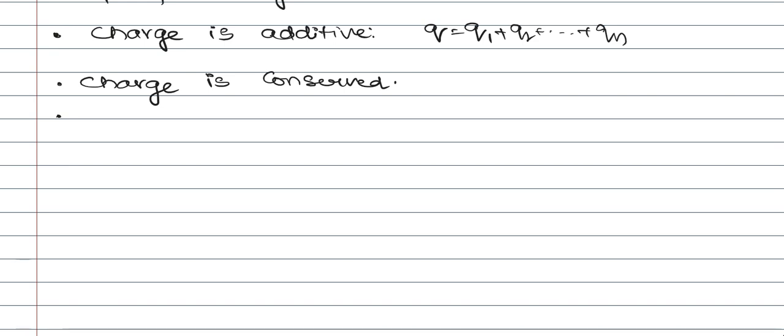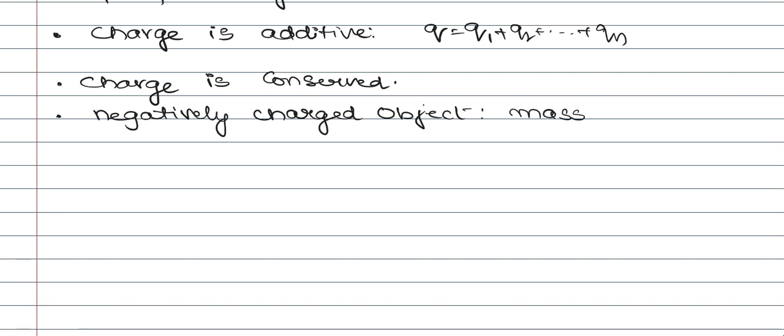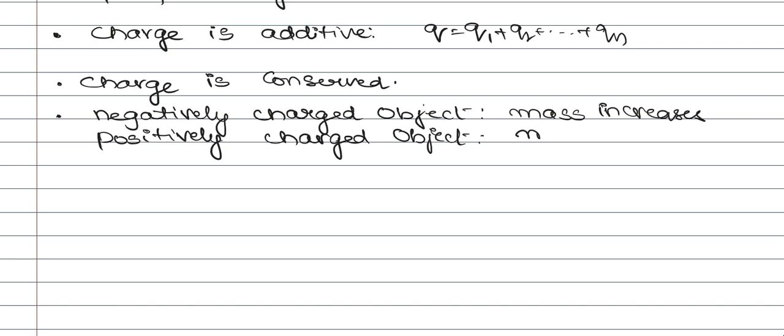And then we have one simple point like this. If it is a negatively charged object, as we are adding electrons, for a negatively charged object, mass increases because we are adding electrons compared to its neutral state. And if you have a positively charged object, we are removing electrons, so that mass decreases.